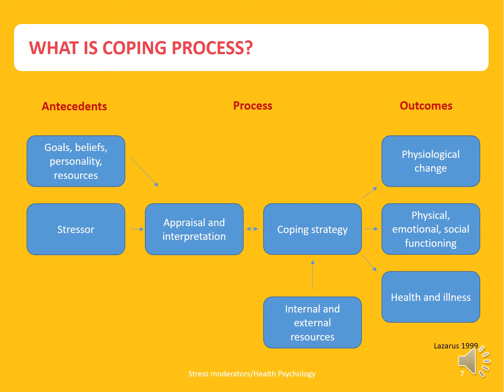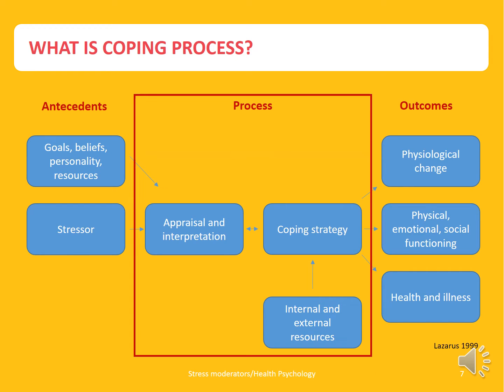But how does this process actually work? You should already be familiar with this figure by Lazarus from the previous lecture on stress theories and on the connection between stress and illness. Today, I want to point your attention to the middle part, where the process of coping is captured. Once you encounter a stressor, the process of its appraisal and interpretation starts, and it varies according to your goals, your beliefs, your personality, and resources. This appraisal and interpretation of the stressor, along with available internal and external resources, will impact which coping strategy you are going to choose and consequently result in short-term outcomes such as specific physiological change, physical, emotional, and social functioning, and long-term outcomes such as health or illness.